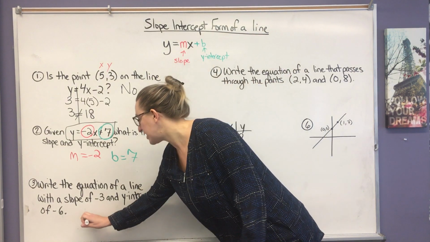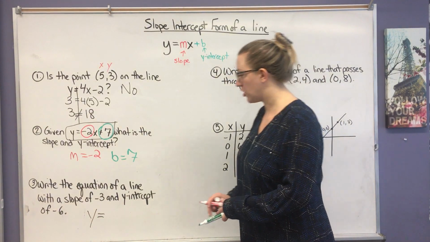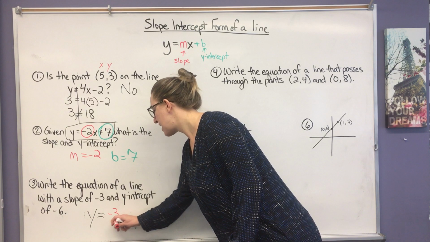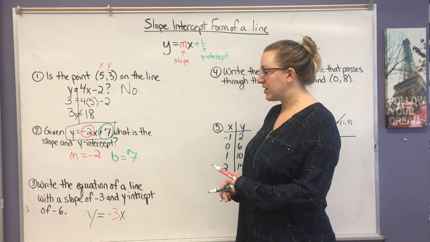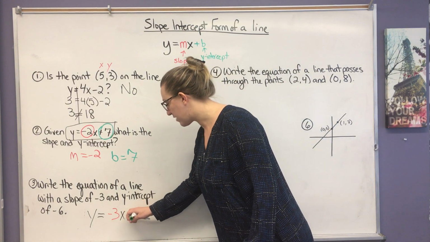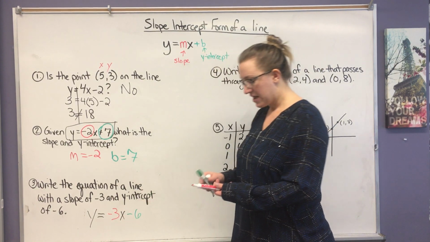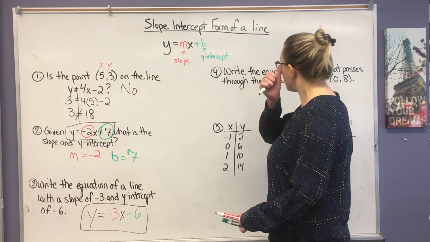So I'm going to start with y equals, I'm going to plug in the slope, which is negative 3. Of course, you still need your x. And finally, we have a y-intercept of negative 6, so I'm going to include the sign and write just minus 6. And that is the equation of our line.